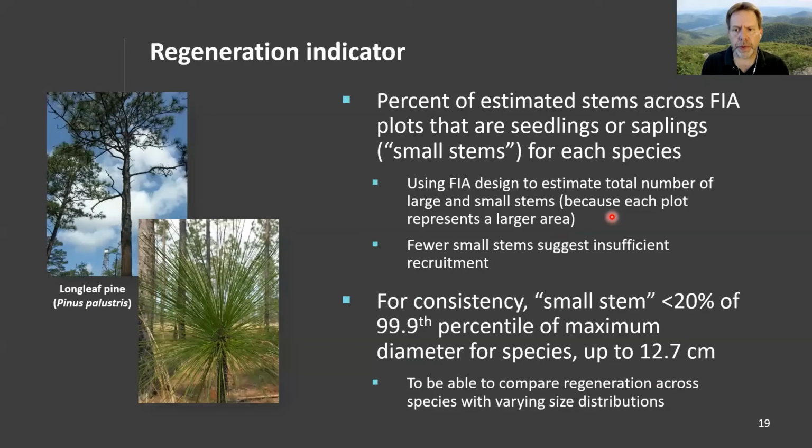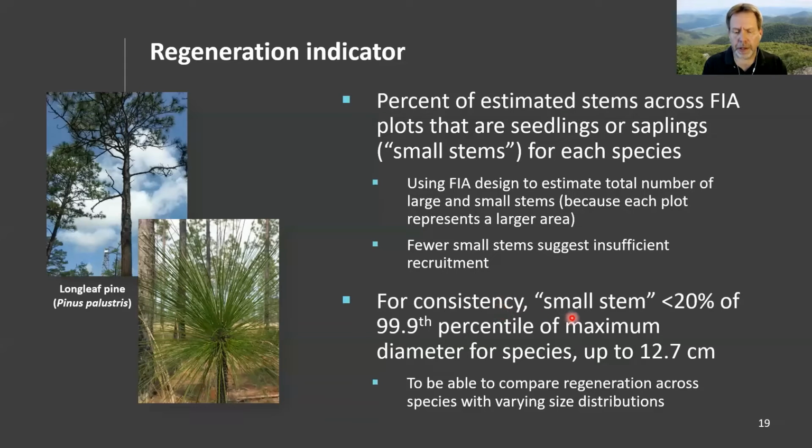So our regeneration indicator is the percent of estimated stems across plots that are seedlings or saplings, that is small stems for each species relative to all of the trees within that species. Here we're using the FIA design to estimate the total number of large and small stems, because again, each plot represents a larger area, with fewer smaller stems suggesting insufficient recruitment for that species.